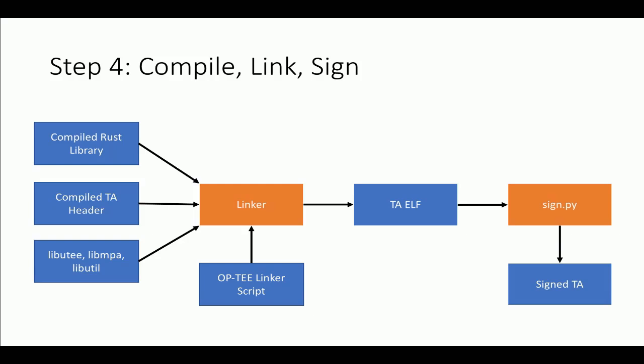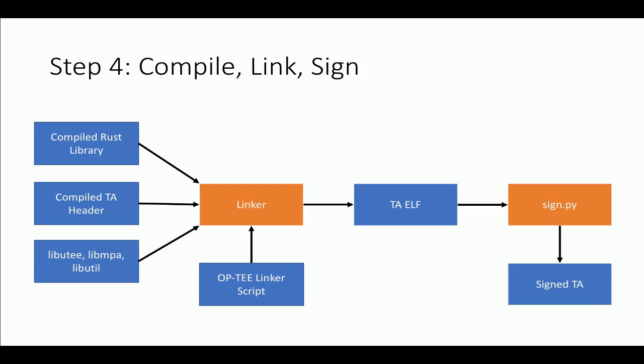It's like a .a, you know. Then we have to compile a TA header. There's a trusted application header. This is an OP-TEE thing. They have a special header format. You need a symbol with a special name that has like a UUID for it and a few other things. If you don't have that, it just won't work.